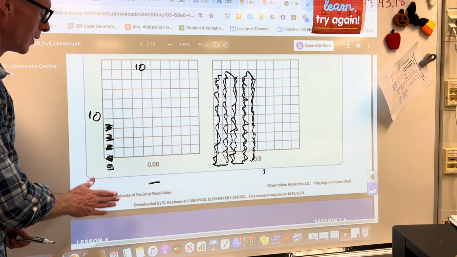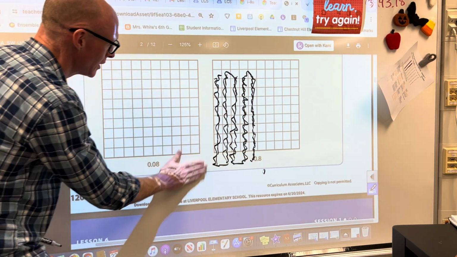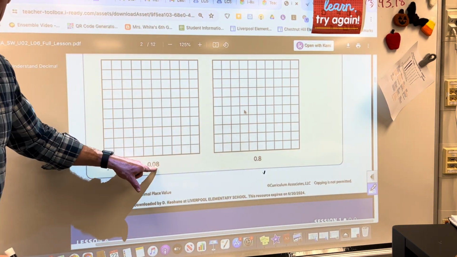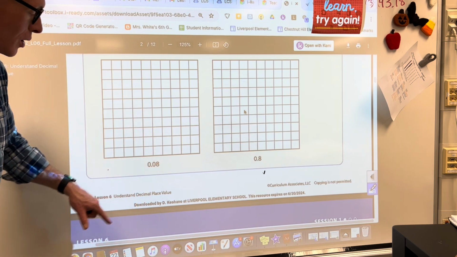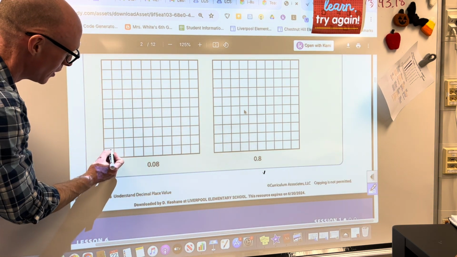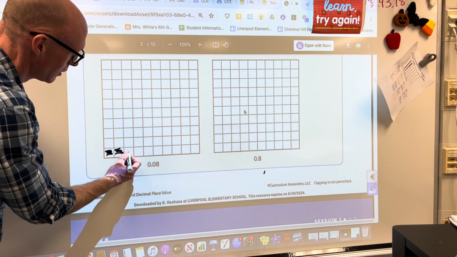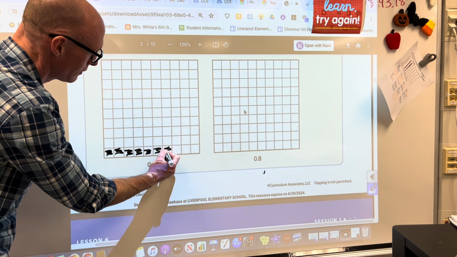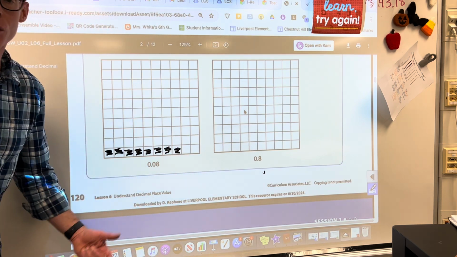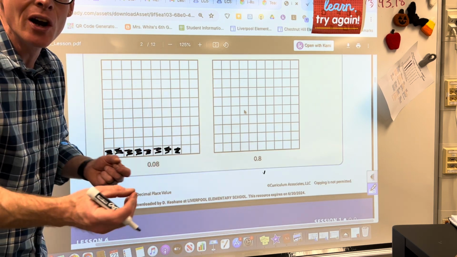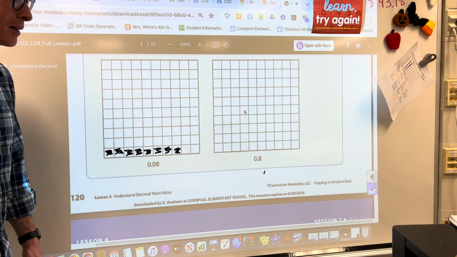Okay, so this one, same situation. We have 8/100ths. So again, there's 100. We're going to fill in 8 of them. 1, 2, 3, 4, 5, 6, 7, 8. You'll notice it doesn't matter whether I go up, down, left, right. As long as there's 8/100ths filled out, we're good.